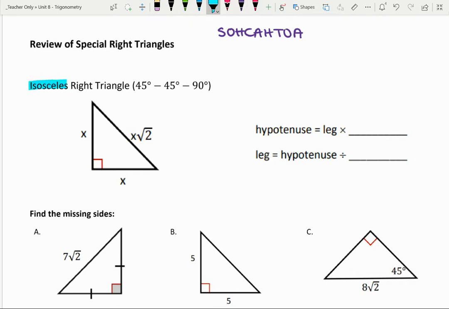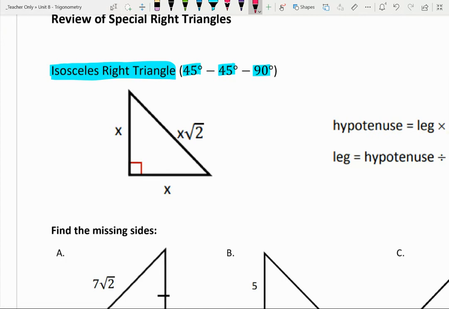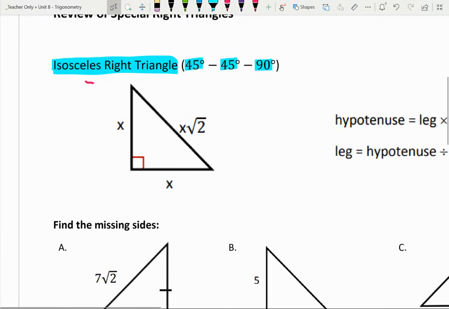The first one is an isosceles right triangle. Sometimes you hear this called a 45, 45, 90 degree triangle. Remember from middle school geometry, an isosceles triangle has two legs that are equal. And remember, the legs are the sides of the triangle that form the right angle. In this case, we have two equal lengths called x. You might also see these little line segments there to denote that they are equal.